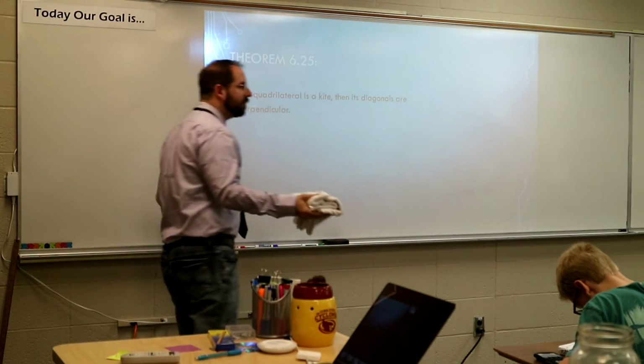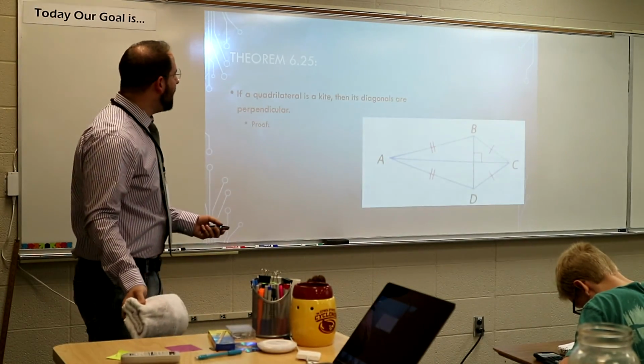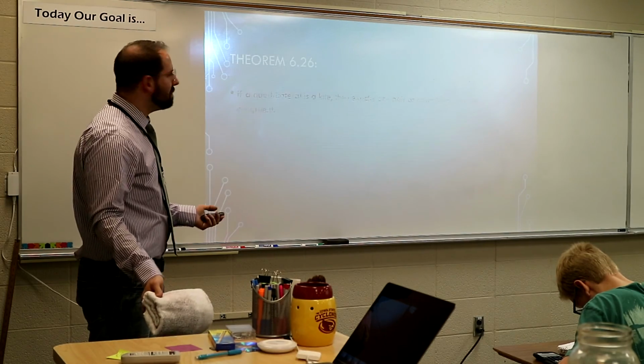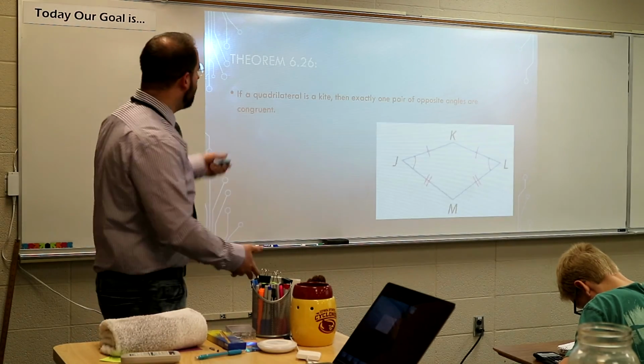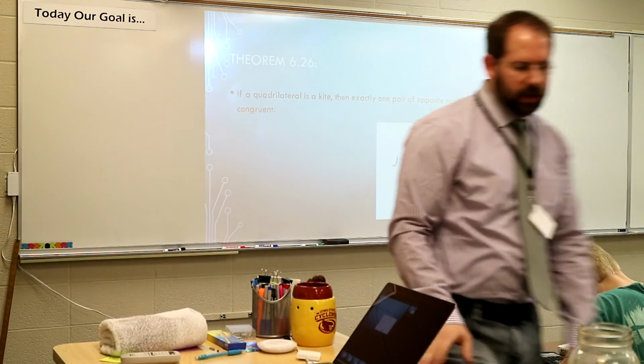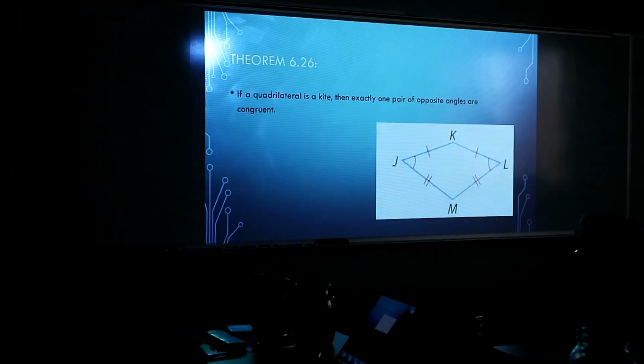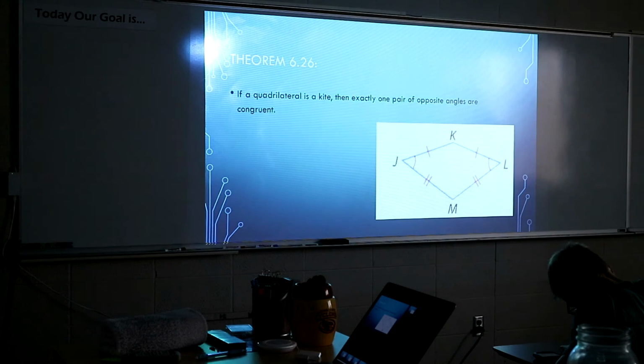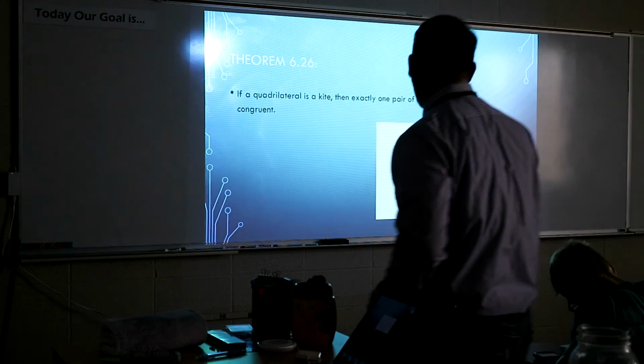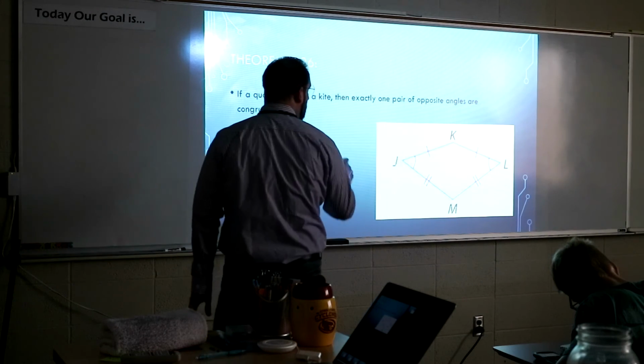Now, the last theorem that we have really isn't anything different. It's the same style, almost the exact same wording. I'll let you write it down. Here it is. If a quad is a kite, it has one pair of opposite angles that are equal. One pair of opposite angles are equal. Not both, one pair.